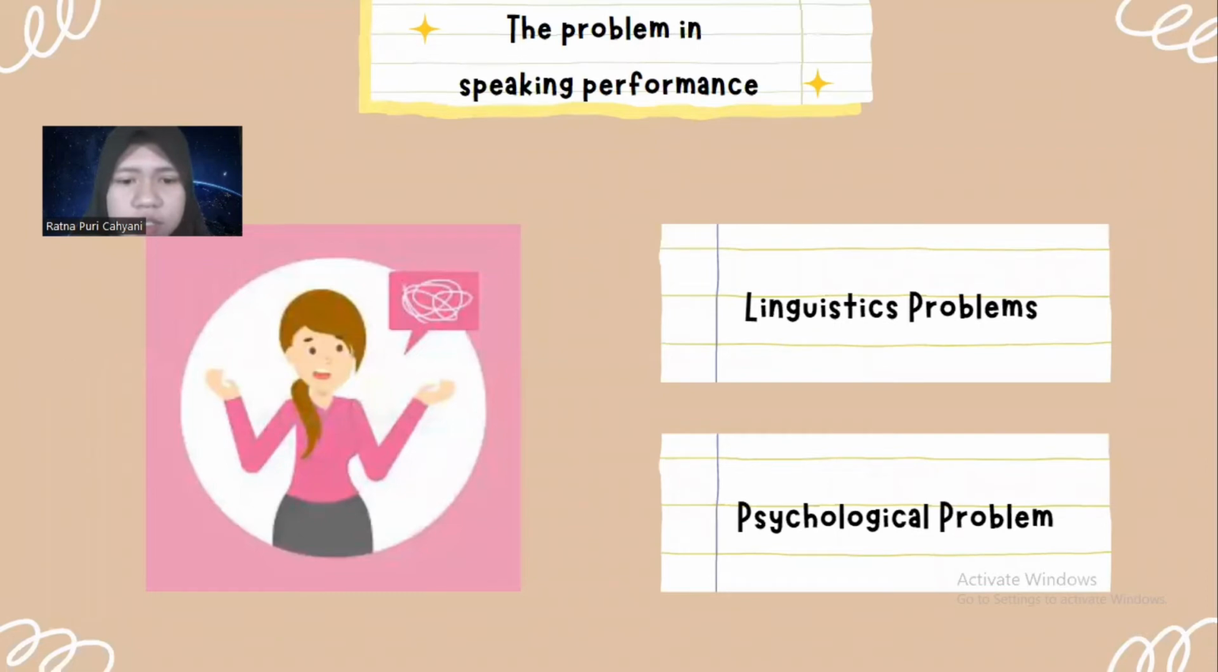Alright, so the next is the problem in speaking performance. So, like what I said before, there are two main aspects in speaking performance. The first one is linguistic problems. So, linguistic problems are those problems which make students' speaking ability become poor. There are some linguistic problems that affect someone in speaking, such as poor grammar, lack of vocabulary, and pronunciation. While psychological problems are those problems which often interfere with emotional or physical health. This problem may become an obstacle for the students to enhance and improve their speaking ability.